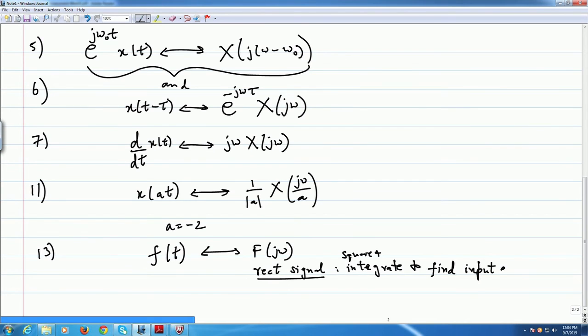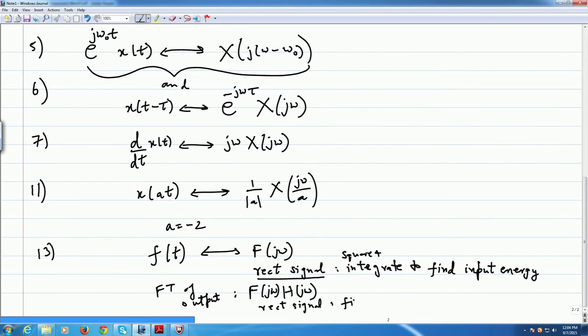Find input energy. To find the output of this filter, we know that the Fourier transform of the output is going to be F(jω) times H(jω). So, this is the FT of the output. Both of these are rects, and when you multiply you will again get a rect signal. This is also a rect signal, and you can once again square integrate to find output energy.